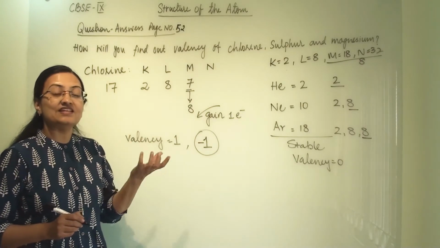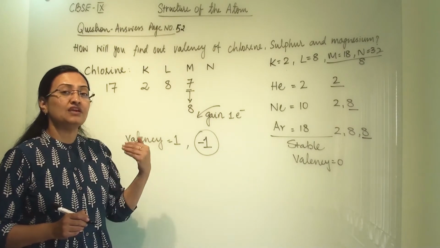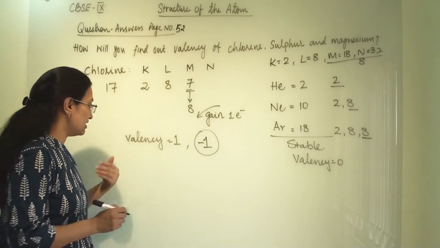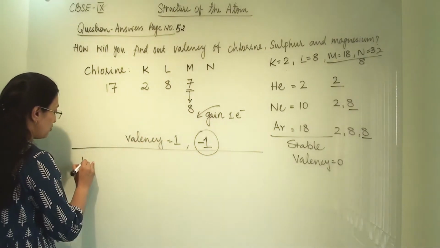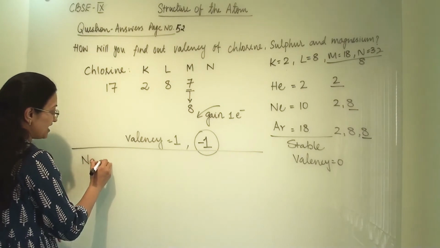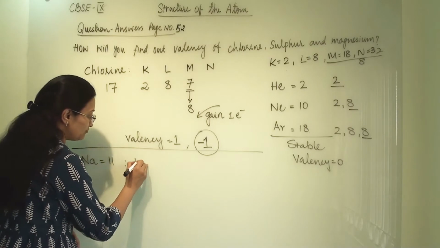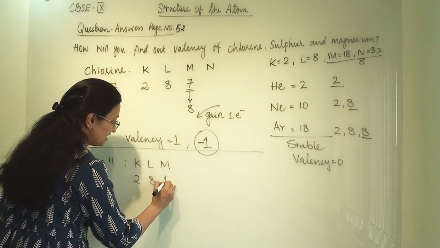It has a tendency of gaining electrons. If we are discussing matter, then it will lose electrons. Now let us see one example of sodium, which is exactly opposite to that. Sodium has atomic number 11. If we write its electronic configuration, then it is 2, 8 and 1.